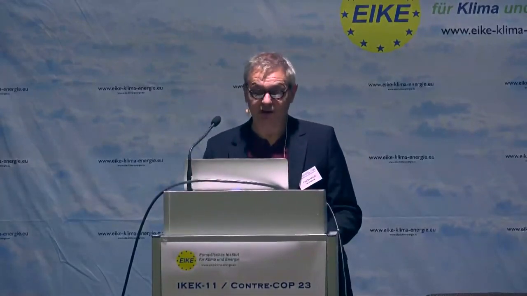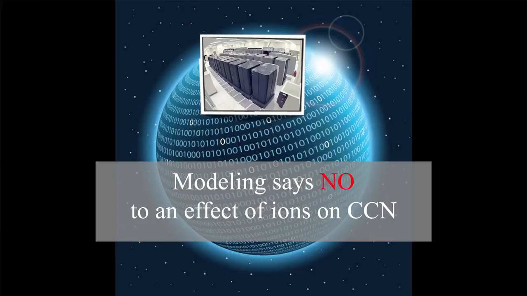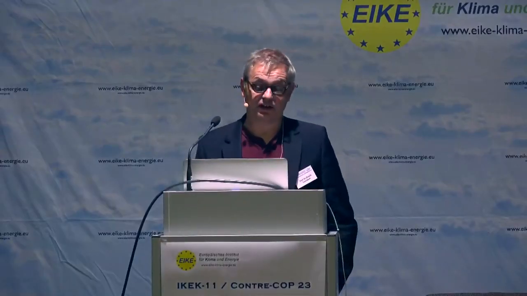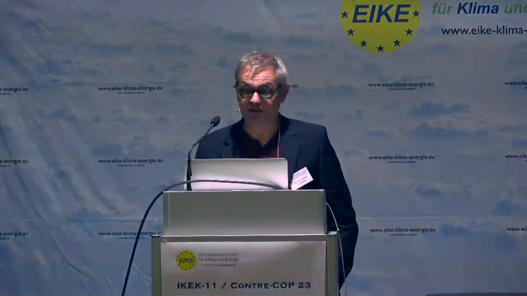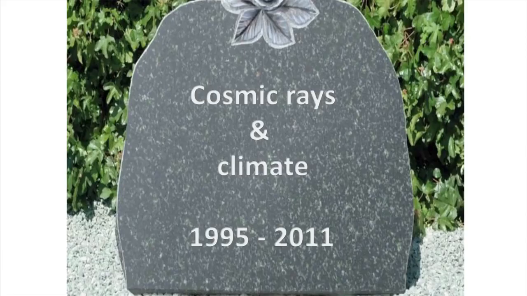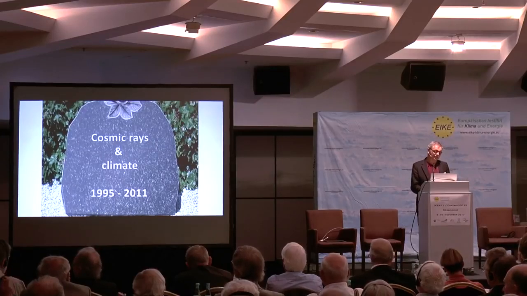So around 2009, 2011, the community was saying that modeling says no to an effect of ions on cloud condensation nuclei. And that has sort of been the idea ever since, that climate modeling actually proves that this idea does not work. And if true, it is, of course, the end of the theory. It's a really serious problem, and I should say it's serious because we have actually spent more than 4 years trying to figure out what is going on.